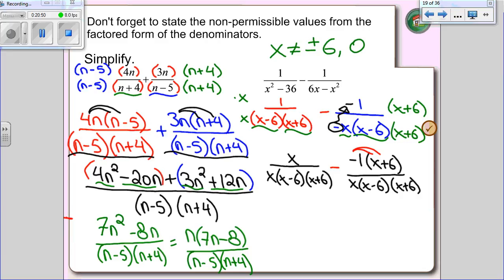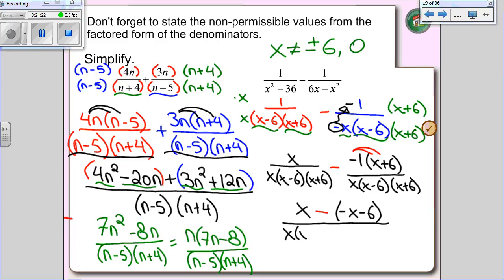That means I'm now going to have x minus negative x minus 6. So I took that negative 1 and I multiplied it in to make it negative x minus 6. Everybody sees that? Divide by x, x minus 6, x plus 6.